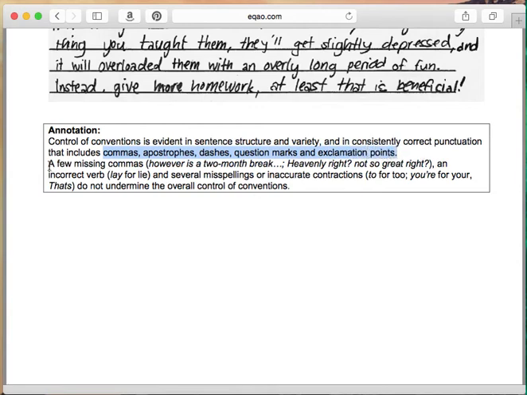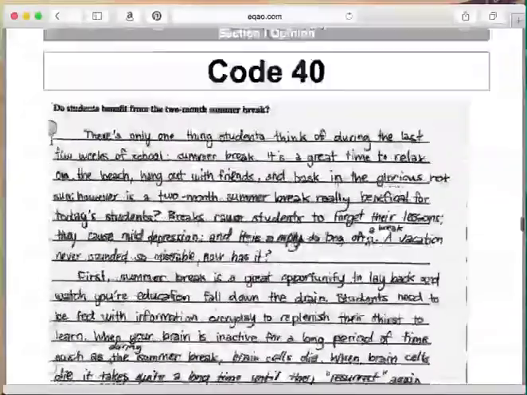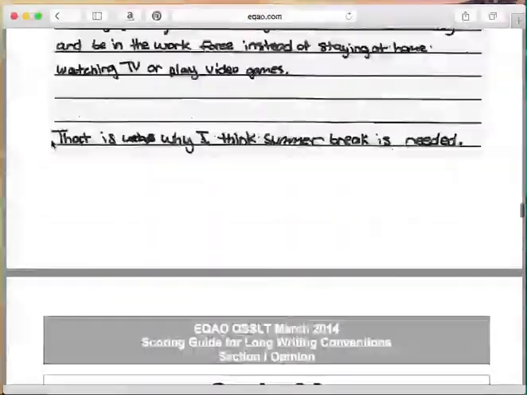But even here, this student missed a few commas. They had an incorrect verb and some misspellings, but they were still given a 40 out of 40 because they do not undermine, that is, they don't distract from the communication, which is good because, as you may know, even Mr. Corrigal makes mistakes on his brainstorming, and he makes spelling mistakes. But hopefully we can catch those when we draft our good copy.